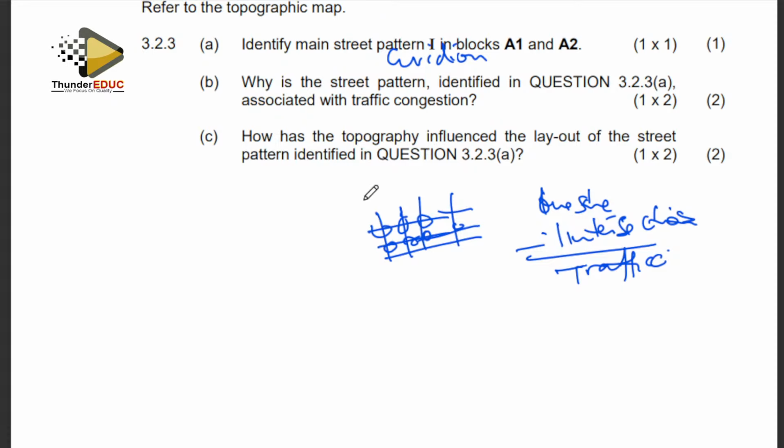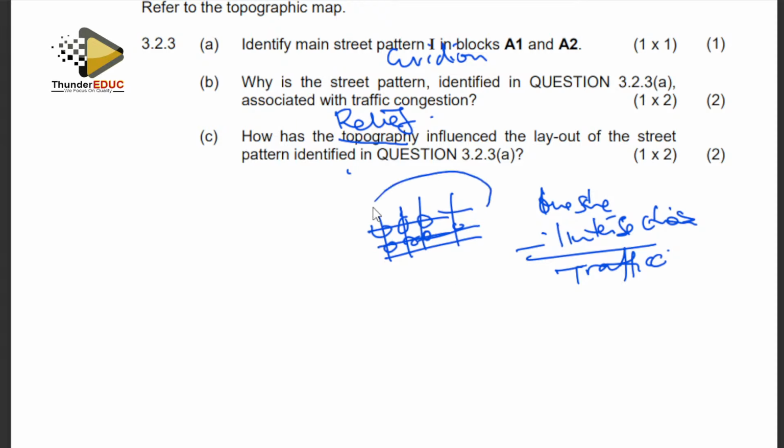Part C, how has the topography influenced the layout of the street pattern identified above? When the question is asking you about topography, it's basically saying how the relief, the nature of the land, influences the way the streets are existing.